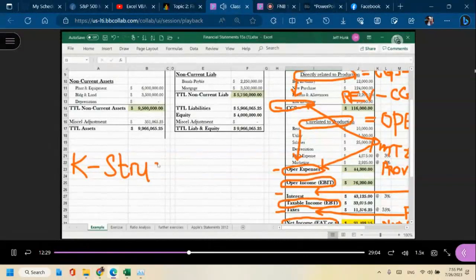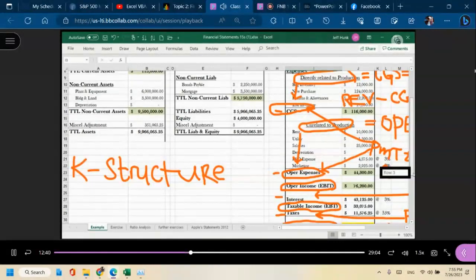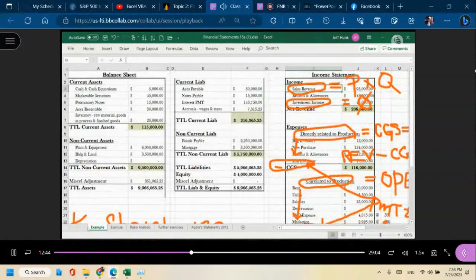In very simple terms, capital structure refers to the composition of capital. In other words, how much of the total assets came from equity, and how much of it came from debt or liabilities. Now, think about it. In this example, total assets are almost, let's call this, $10 million.